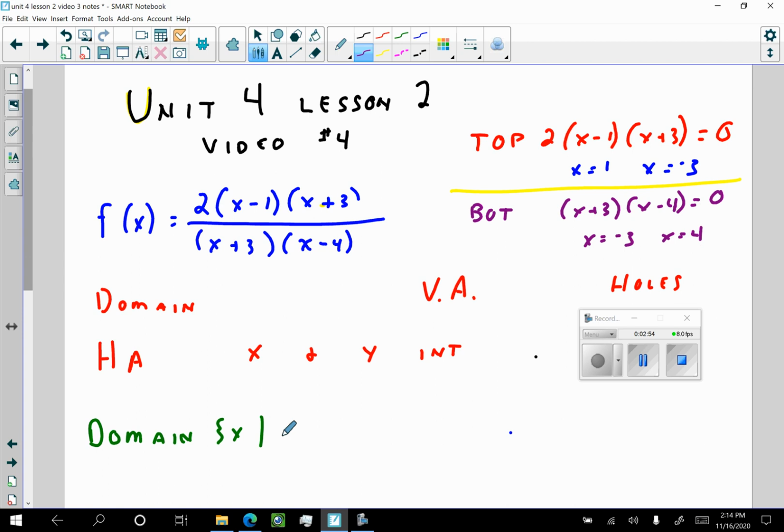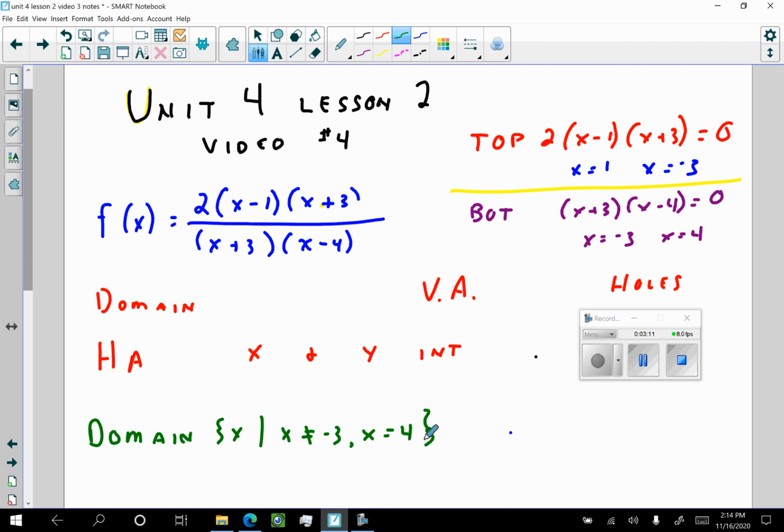We're going to see, what's the domain? The domain happens when the bottom is not 0. So the domain is all real numbers except x cannot equal -3, nor can x equal 4.